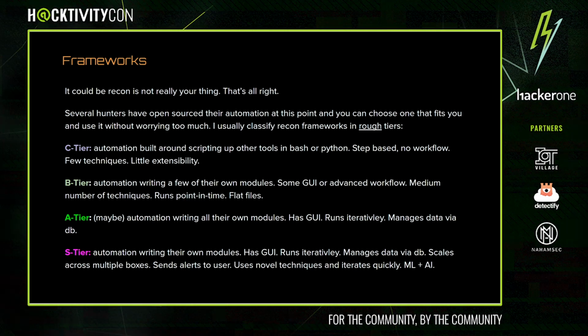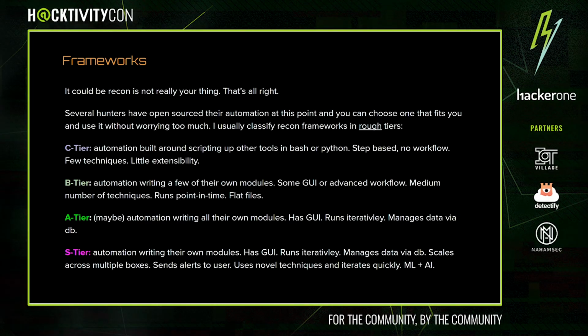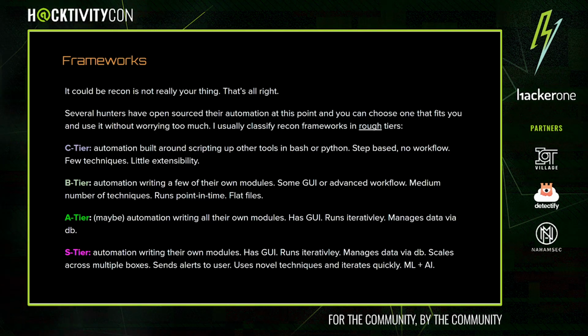B tier is starting to write some of their own modules of whatever they're doing, finding subdomains or whatever. Some of them have GUIs. They run iteratively, like they run at points in time, like a cron job or something like that. And they manage all of this. A tier, one of the distinctive qualities is that they manage it through a database.